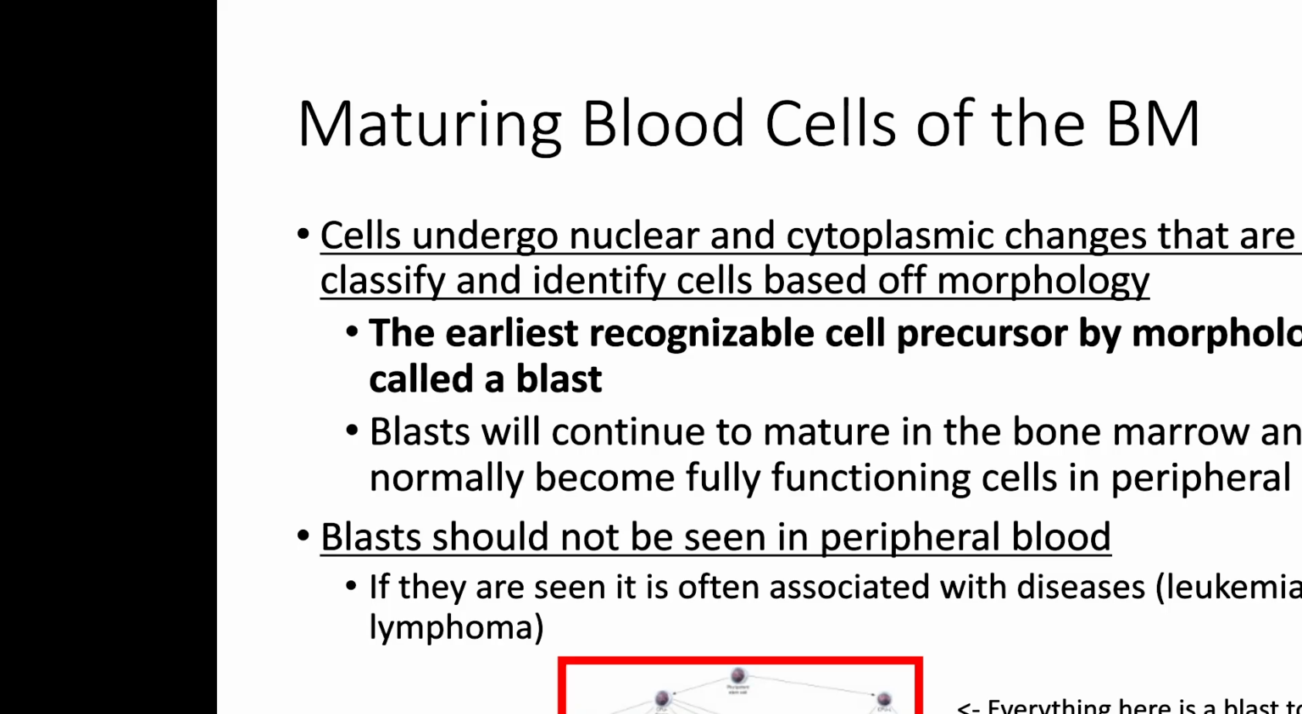The earliest precursor cell that a tech will ever call is a blast. Blasts are considered a very immature cell. Their job is to continue to mature in the bone marrow and eventually become fully functioning cells. The thing is, they should not be seen in peripheral blood. If we do see them in high amounts, then that's associated with some sort of disease. The biggest one that we love talking about is leukemias and lymphomas.